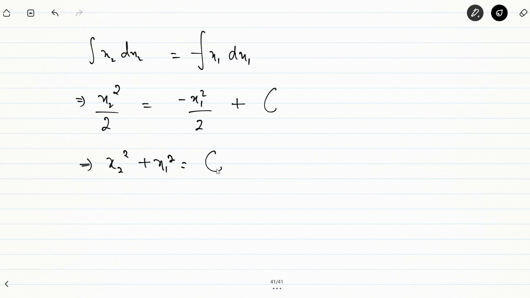Now what will be the value of c? For that you have to basically substitute the initial conditions. So you can say c will be equal to x1 naught square plus x2 naught square. Substituting the value of initial conditions, you can find out the value of constant c. c will be equal to x1 naught square plus x2 naught square. So c is basically a constant here.